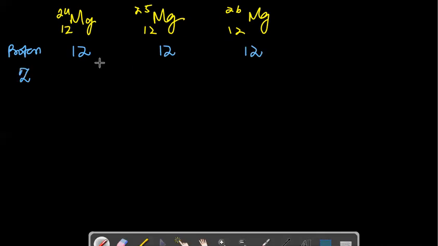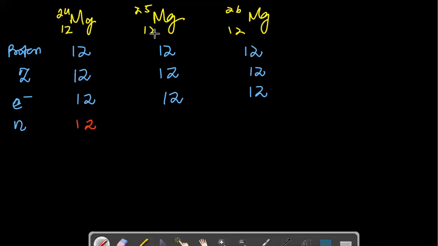What is the atomic number for this? The atomic number for this one is 12. This one is also 12. This one is also 12. Similarly, the number of electrons for this one would be 12, and for this one also 12. Next, the number of neutrons. Simply subtract 24 minus 12, which equals 12. Similarly, 25 minus 12 equals 13, and 26 minus 12 equals 14.